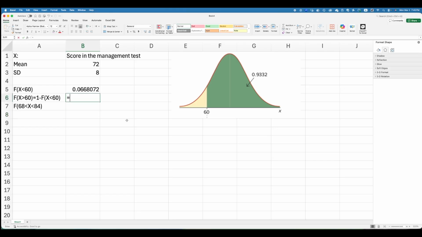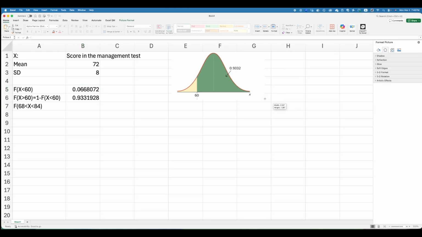So now I can say 1 minus norm.dist 60 with a mean of 72, standard deviation of 8, and always true. Now there is a 93.31% chance that the manager scores more than 60.